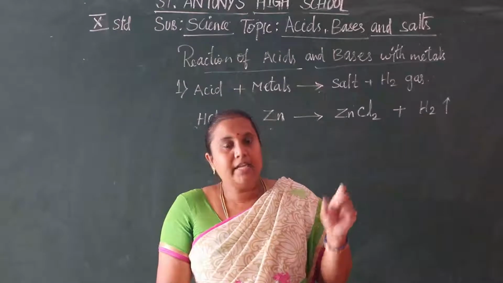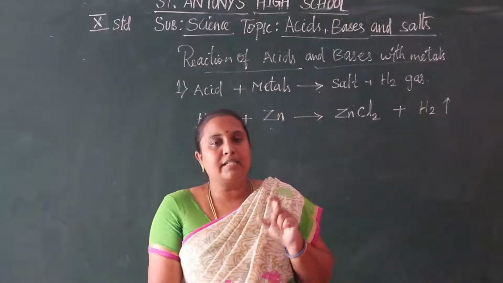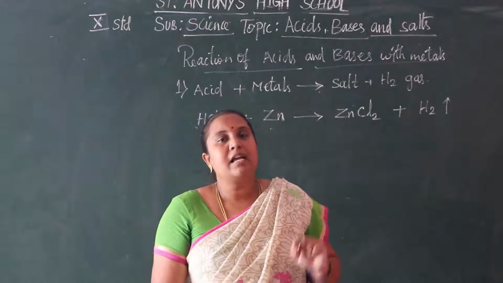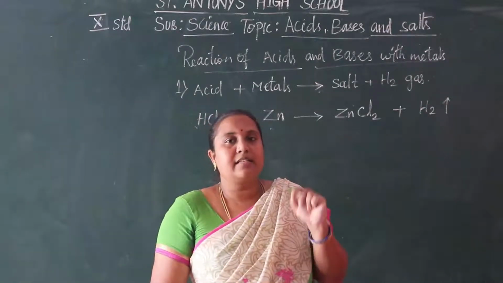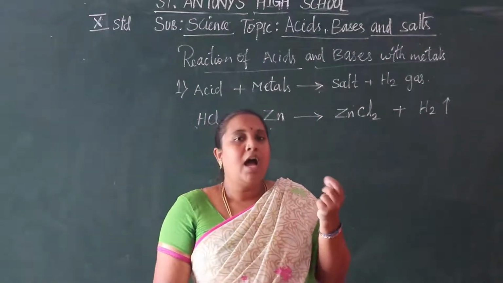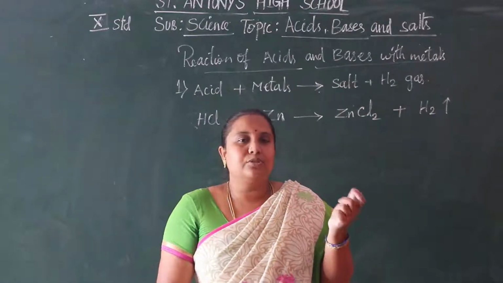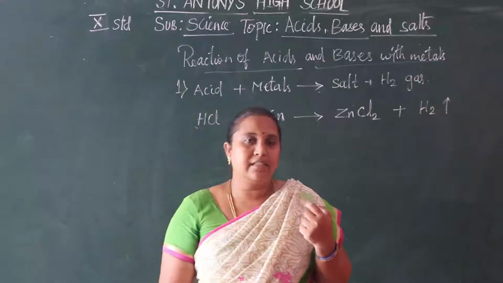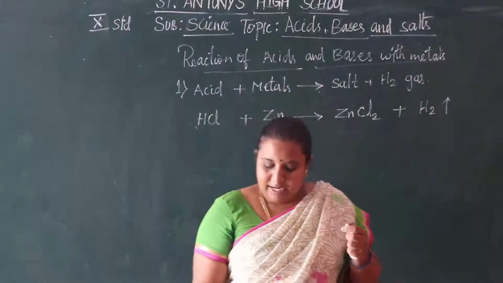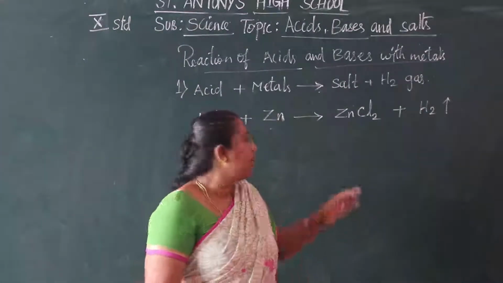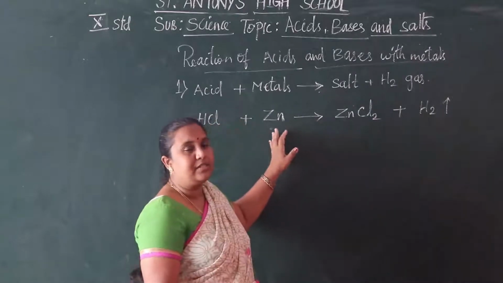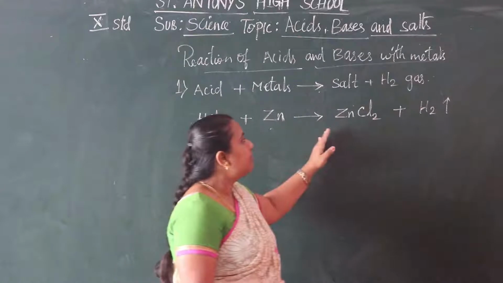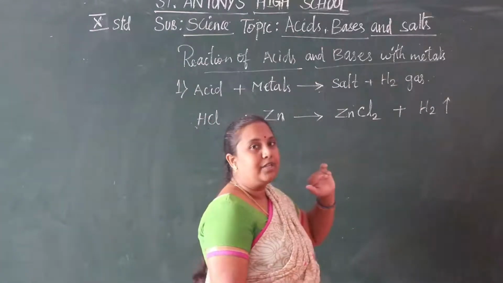Any acid reacting with metals gives hydrogen gas. Hydrogen gas is evolved, and with that the salt should be there. That salt we can say is a precipitate. Then here, zinc granules is a metal. Zinc granules react with hydrochloric acid. It gives zinc chloride plus hydrogen gas.